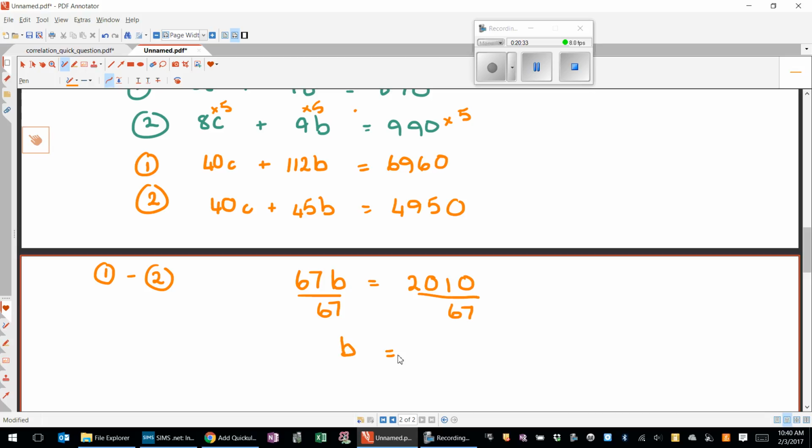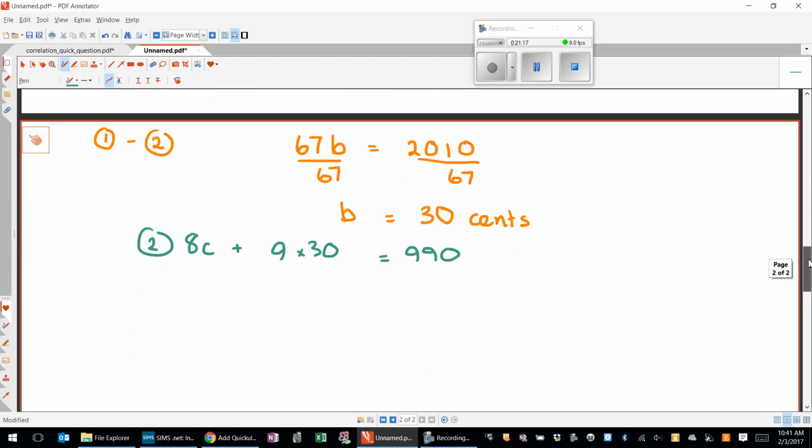Oh, nice. $30. That's an expensive banana. 30 cents, yeah. That's where it was important that we realise what we've done. So banana is 30 cents. How much is a coconut? Substitute it in. So 8c plus 9 times 30 equals 990. So I've used number 2. No reason, it was the one on the screen.